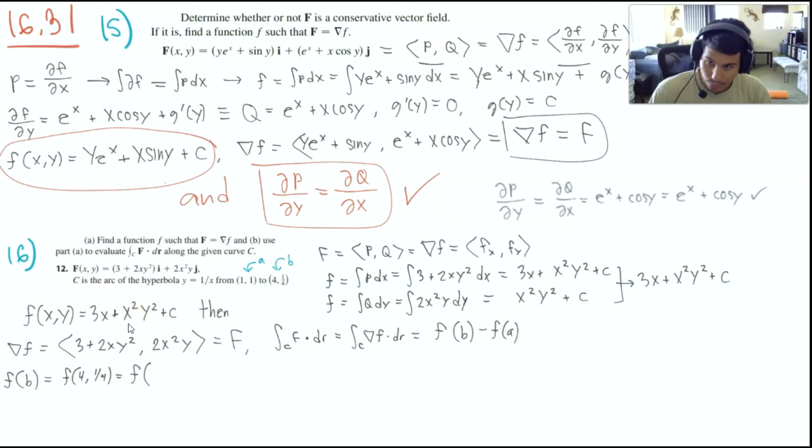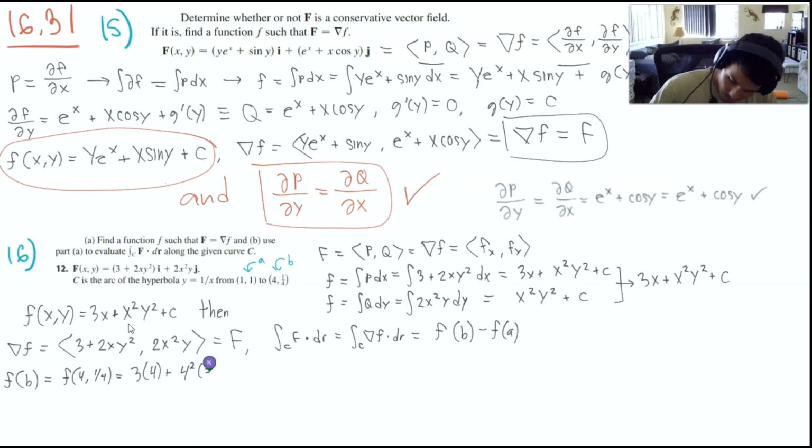Well, you'd get 3 times 4 plus 4 squared plus, oh, not 1/2, it's 1/4 squared, which is 12 plus 16 plus 1/16. Oh my god, look at that, that's so nice. Which is just 13.